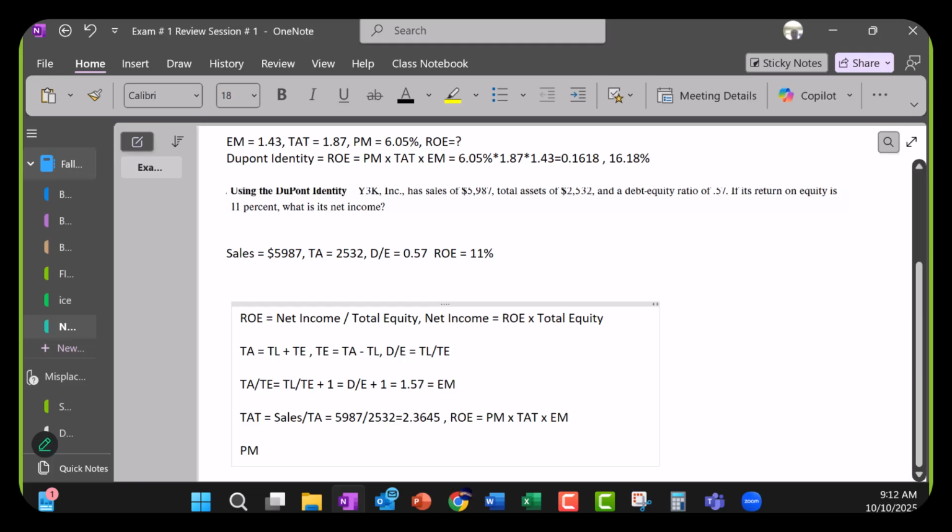So I can calculate profit margin, which is ROE divided by TAT times EM. So 11% divided by 1.57 times 2.3645. So that's the profit margin. Of course, I should make this percent.